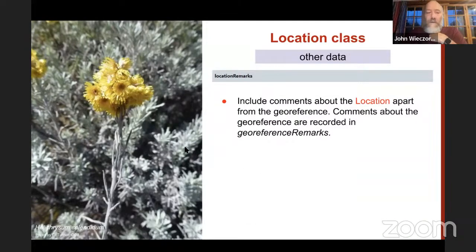Location remarks, I alluded to, should include comments about the location that are separate from the georeference. And the reason is that the georeference part has its own remarks term, georeference remarks. We'll get to georeference remarks in a minute as well, to try to distinguish between those two things and what would be appropriate for each one.